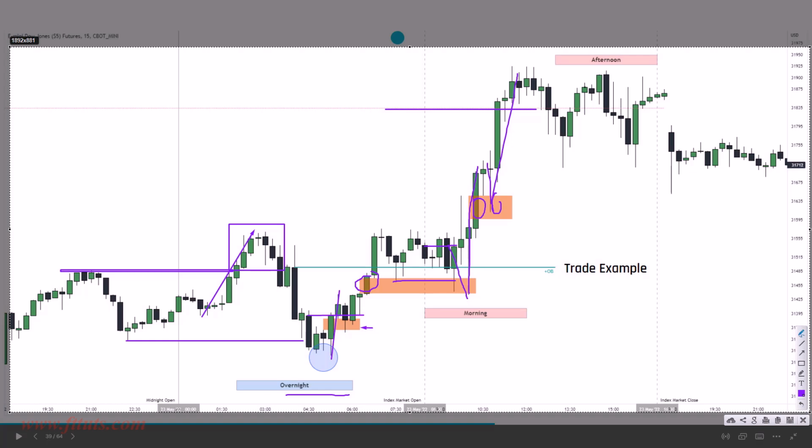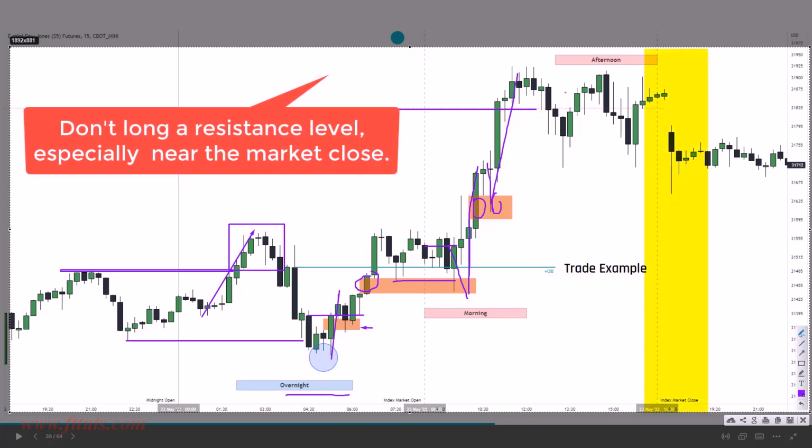Now, if price is already in the premium market and price is expensive, you shouldn't be looking for longs in the afternoon. Especially when we're at a resistance level on the premium level. We shouldn't.